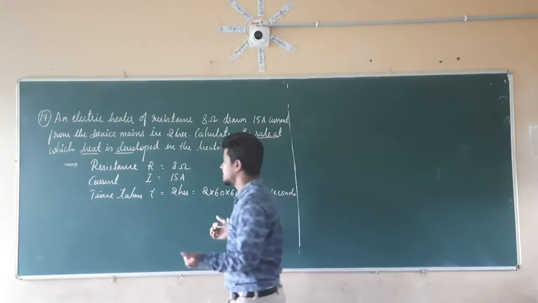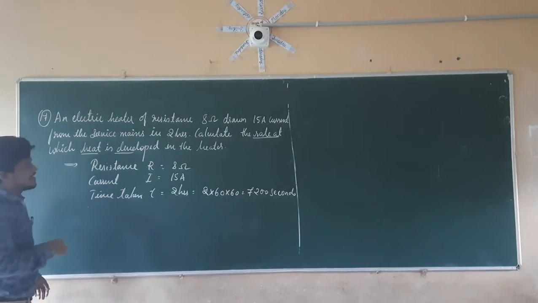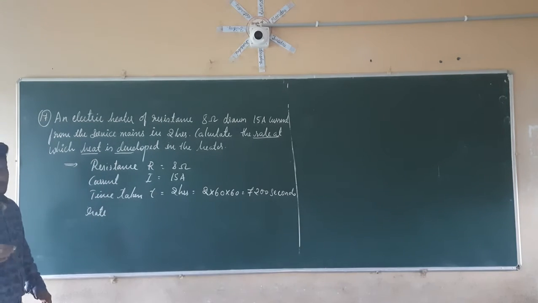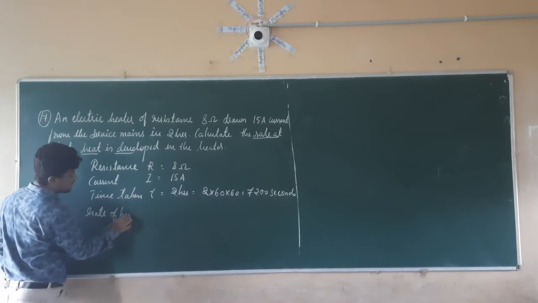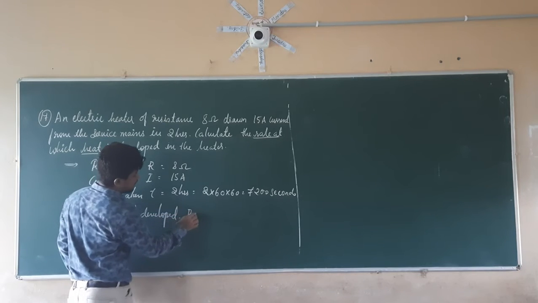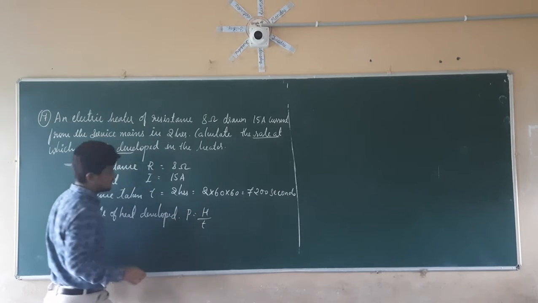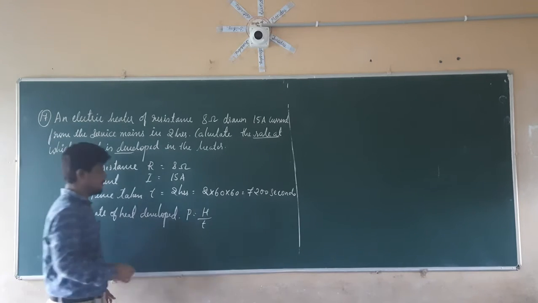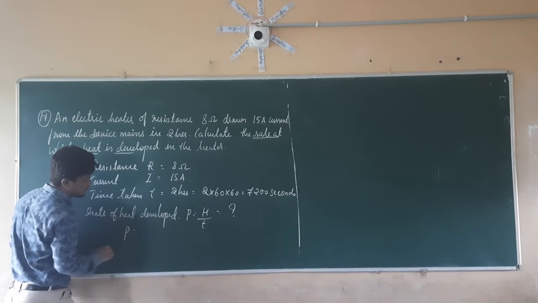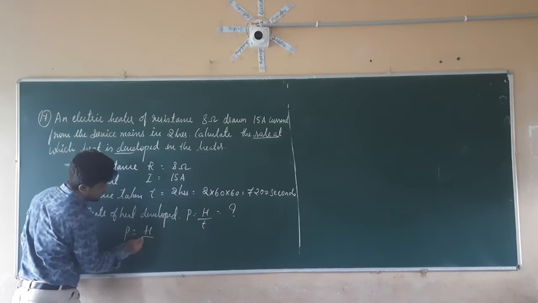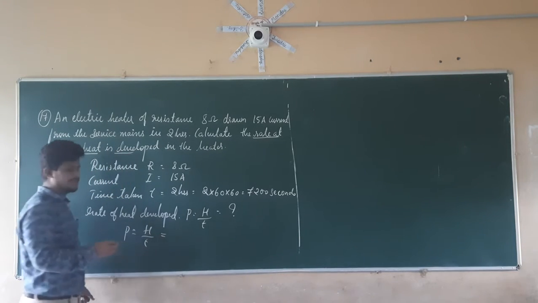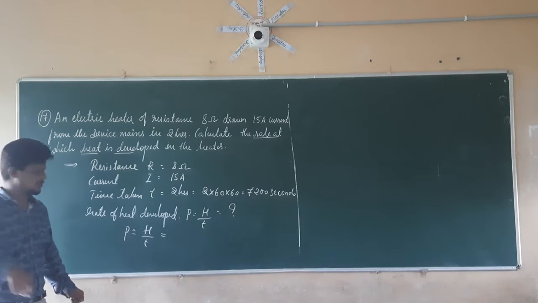So here I am going to directly calculate the power of that heater, since they have asked about the rate of heat development. Rate of heat development is P equal to H divided by T, which is equal to question mark. We know the formula, power is H divided by T, that is, rate of heat developed. We know the formula for the heat developed: H is equal to I square R into T.